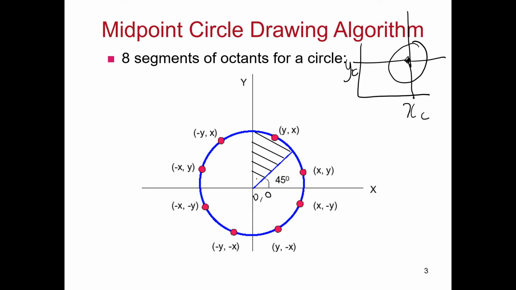Okay, this is your first segment, second segment, third, fourth, fifth, sixth, seventh, eighth. So for each and every segment you will have a modified formula. Okay, in the first segment we will take y and x, second segment we will take x comma y, third x comma minus y, fourth y comma minus x, and so on.